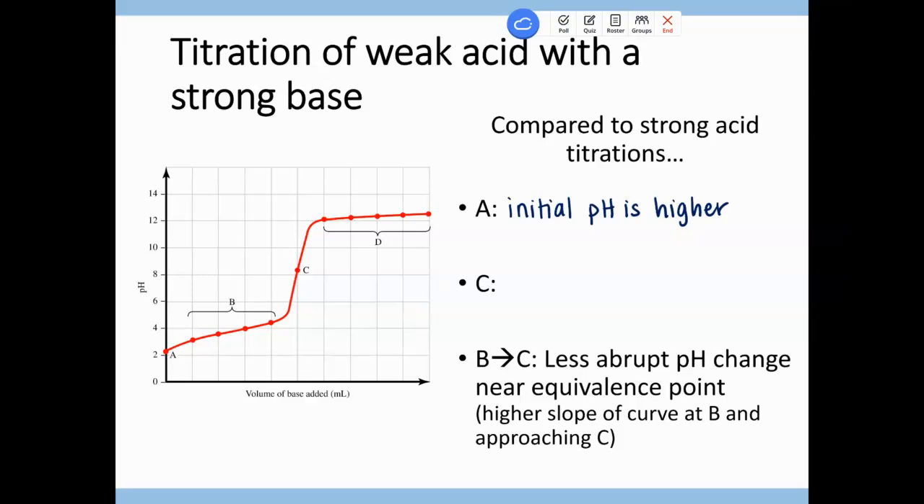And then at C, the equivalence point, we said that for strong acid, strong base titrations, the equivalence point pH is 7. But notice here, the equivalence point pH is above 8. This is because in solution, we have a weak acid and a strong base. So at the equivalence point, you can think of the base as influencing it more than the acid. So bases increase pH. The equivalence point is higher than 7 if you have a weak acid that's titrated with a strong base.